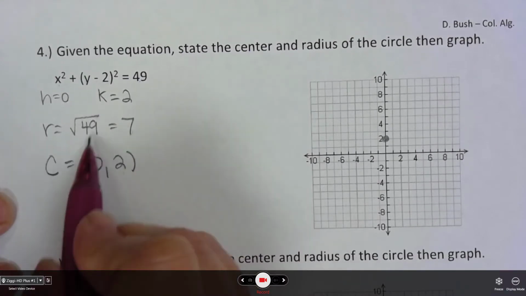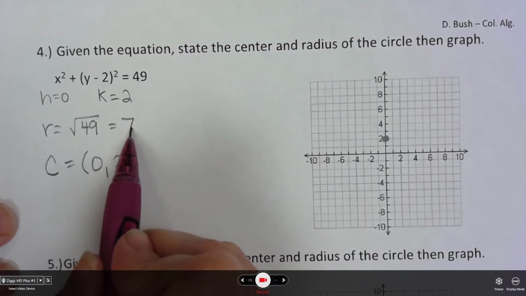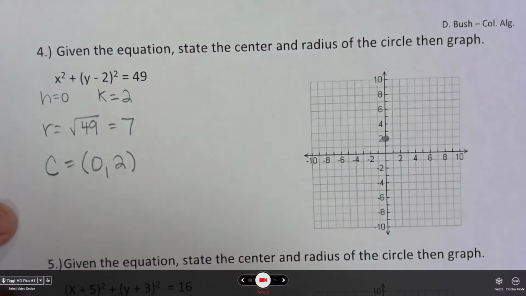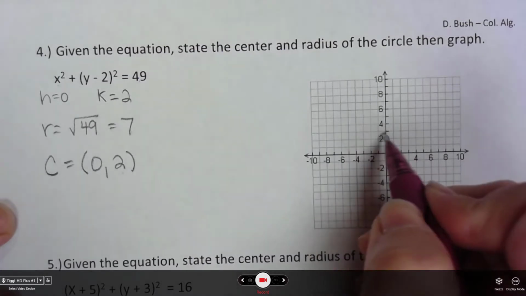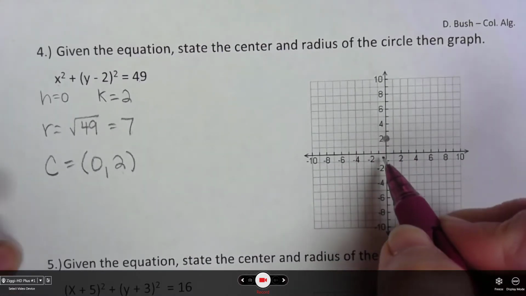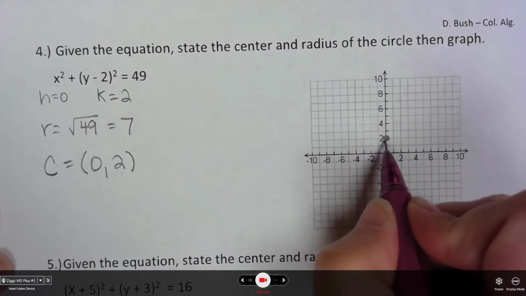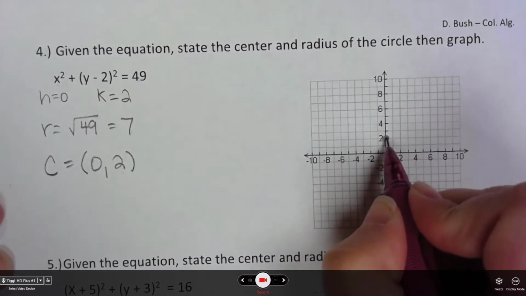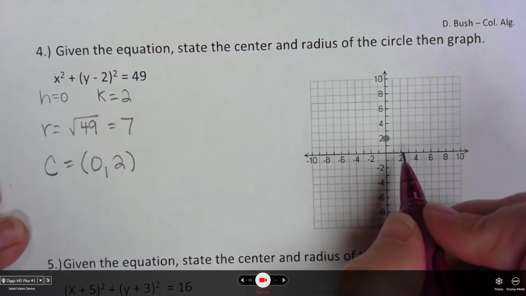Now, the easiest way to get the circle graphed is to move left, right, up, and down a distance of 7. Otherwise, you're going to have to use the distance formula to find where the points are on the outer edges, if you're moving diagonally from the center. So if we just move horizontally and vertically, we can get enough points to help us graph the circle.